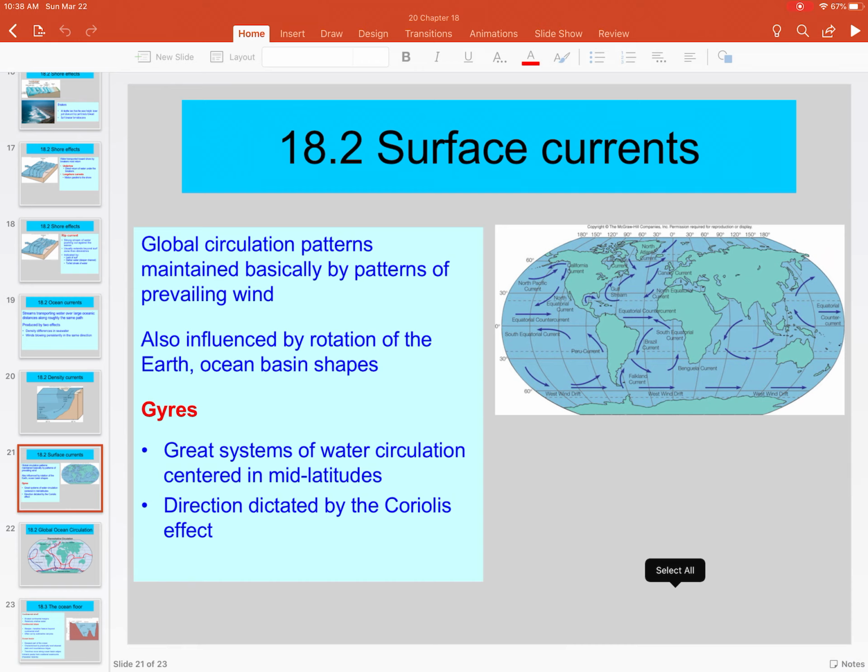I think that's called the Canary Current. They're more likely to be clockwise. Okay, so that has something to do with the Coriolis effect. So in the northern hemisphere, they tend to be clockwise. In the southern hemisphere, they tend to be counterclockwise.